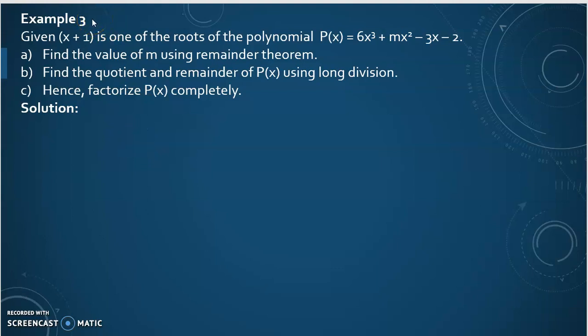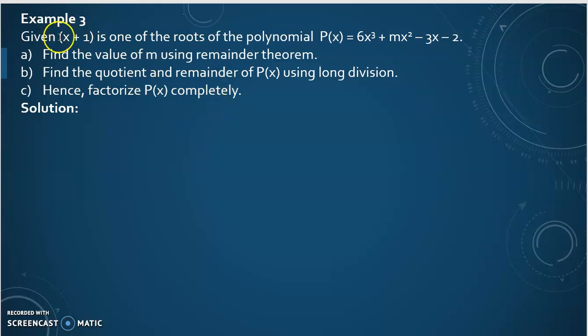Now we move on to example 3. Given x plus 1 is one of the roots of the polynomial p(x). For question A, find the value of m using the remainder theorem. Second question, find the quotient and remainder of p(x) using long division. Finally, hence factorize p(x) completely.